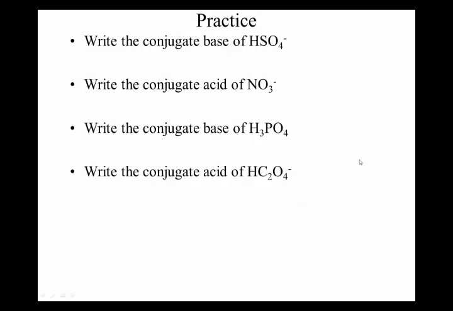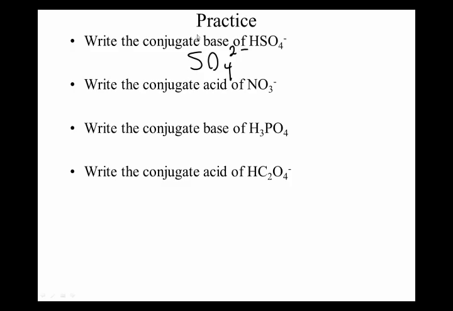Okay. Well, here. So try these, whichever of these I haven't done already. Okay, so HSO4. Now, when I say write the conjugate base, it means that we are now considering this thing to be an acid, right? Because I get the conjugate base by an acid losing its proton. So HSO4, if it loses a proton, is SO4 2 minus. So that's the conjugate base.